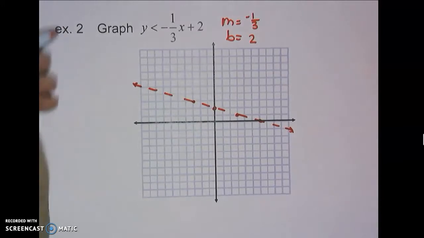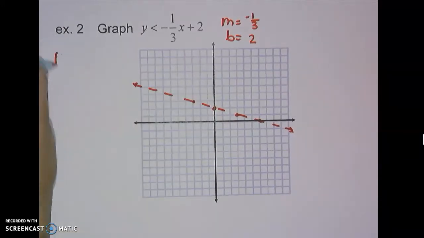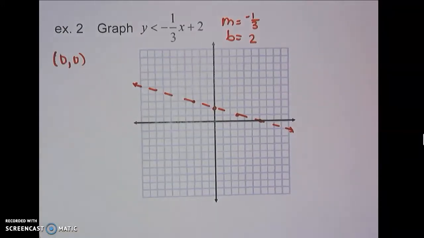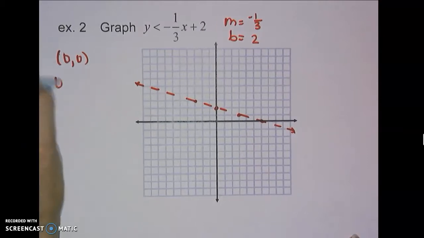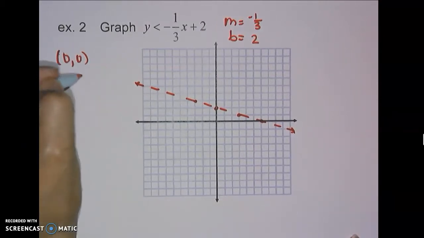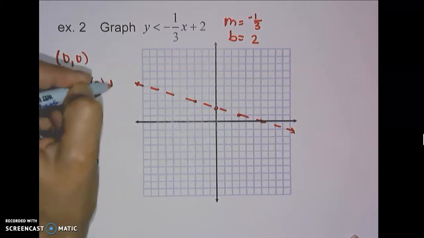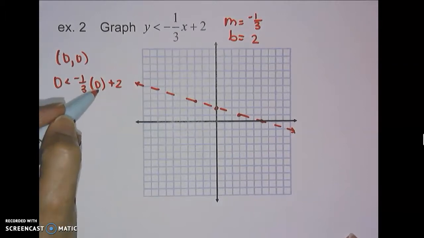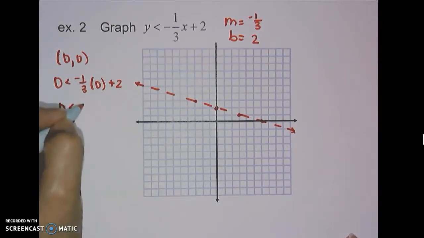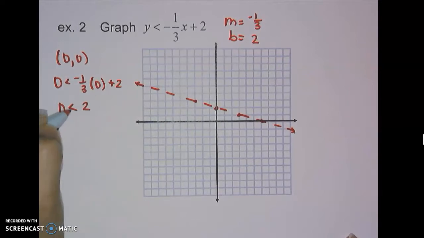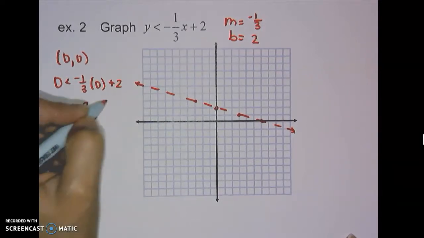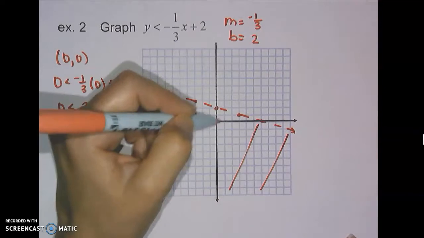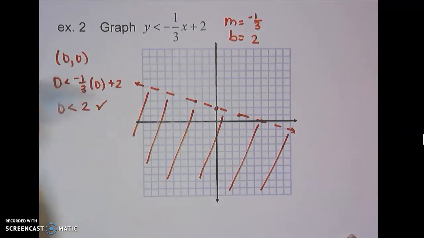All right, we're going to test a point. 0, 0, since it's not on our line, it's a super easy point to test. 0 is less than negative 1/3 times 0 plus 2. So let's see if this is a true statement. Negative 1/3 times 0 is 0, plus 2 is 2. Is 0 less than 2? That is a true statement, so we're going to shade down below that line.